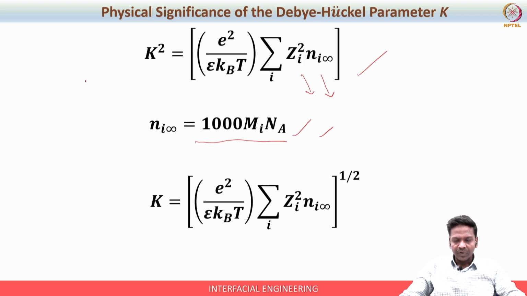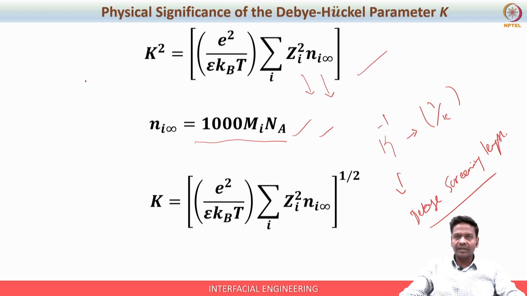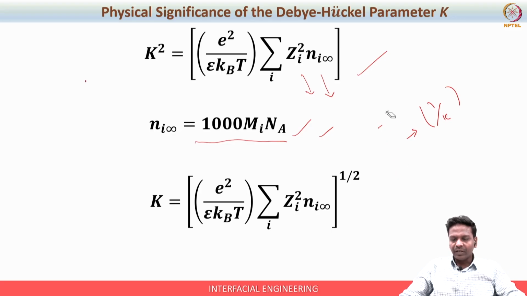Now although we obtained k, which is the Debye-Huckel parameter, in the equation, sometimes it will be interesting to know what is k inverse, which is nothing but the inverse of k, 1 by k. Okay. So this k inverse is often defined as the Debye screening length. Okay. So this is actually the characteristic length of the diffuse boundary layer.